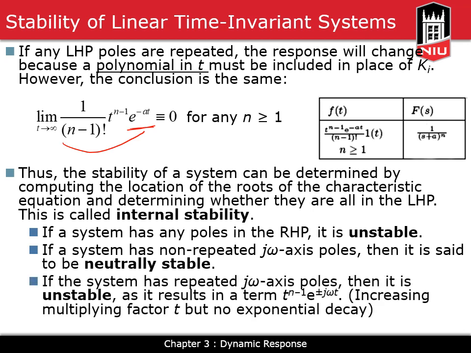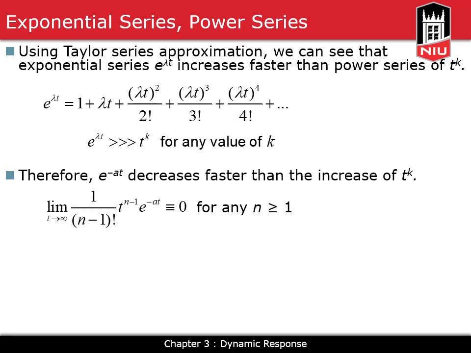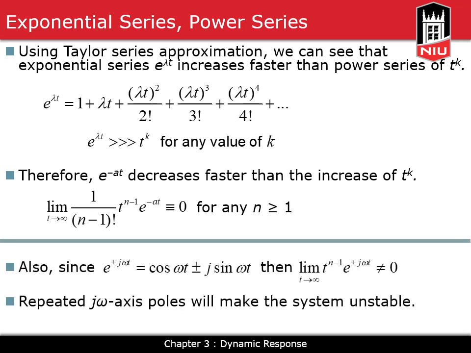If the system has repeated poles on the j omega axis, however, the response will be unstable because terms like this will show up in the response. And as time increases, these terms will not decay. This can be shown by using Taylor series expansion of that exponential term. We don't have to go over this, so I'm going to skip this slide with some of the details. What's important for us is to understand that the poles have to be all in the left half plane for the system to be stable.